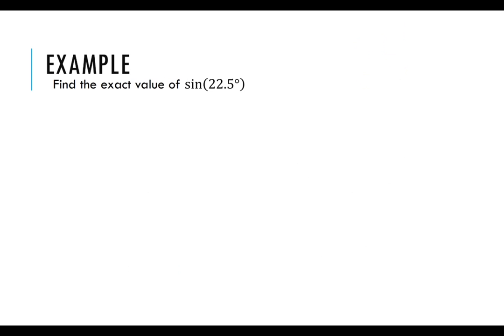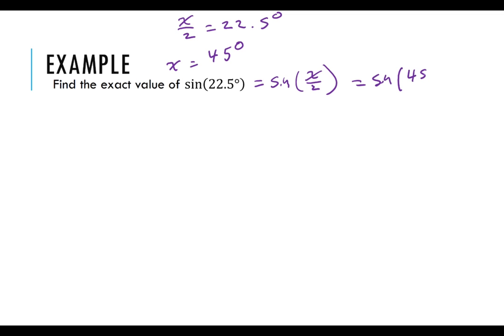So let's try this. We want to find the exact value of sine of 22.5 degrees. Well, we're talking about half angles, so my belief is that somehow this is sine of x divided by 2. Let's figure out what x is. If x divided by 2 is equal to 22.5 degrees, multiply both sides by 2, and I get that x is really equal to 45 degrees. And so this is the same thing as sine of 45 degrees divided by 2.